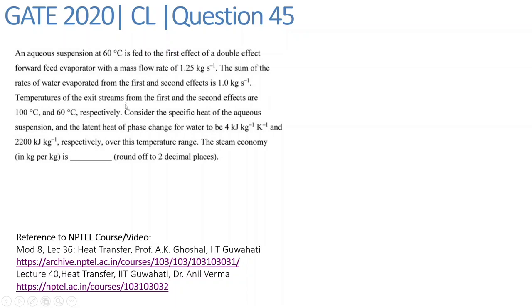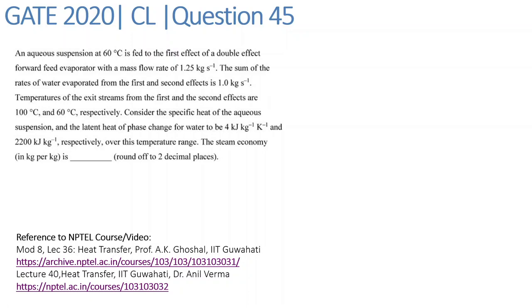Temperature of the exit streams from the first and the second effects are 100 degrees Celsius and 60 degrees Celsius respectively. Consider the specific heat of the aqueous suspension and the latent heat of phase change for water to be 4 kJ per kg per Kelvin and 2200 kJ per kg respectively over this temperature range. The steam economy in kg per kg is given by, round up to 2 decimal places.